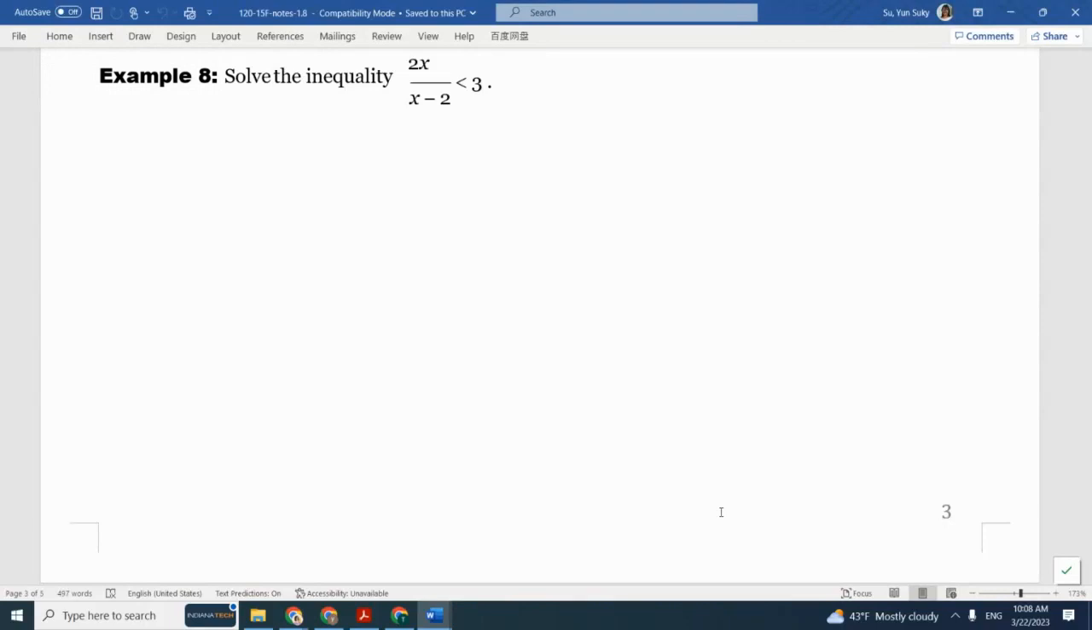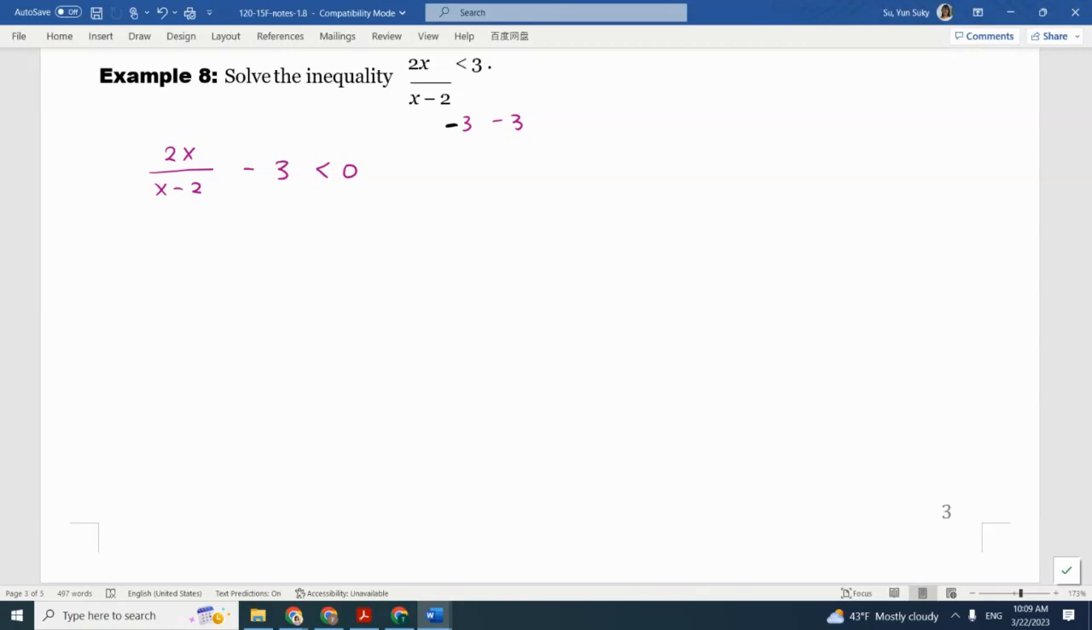So this one. Okay. Many examples you have seen, the right hand side is 0. But do you see this problem, the right hand side is not 0? So our first step, we need to move all the terms to the left hand side. So therefore we subtract 3, we get 2x over x minus 2, subtract 3, less than 0. Right, everybody? Yes.